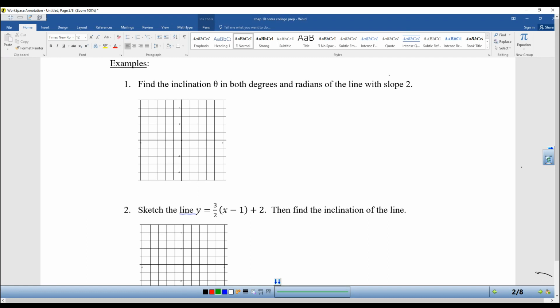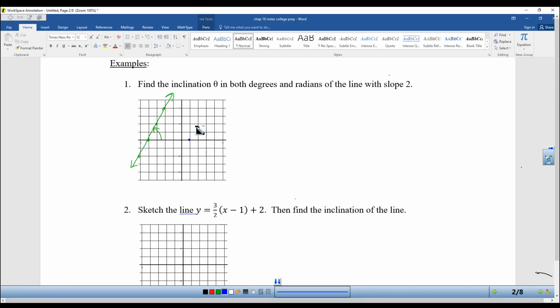Find the inclination theta in both degrees and radians of a line with slope 2. Now you might be thinking, where do I draw it? You can draw it anywhere. Any line with slope 2 is going to have the exact same inclination. So that's what the inclination would look like.